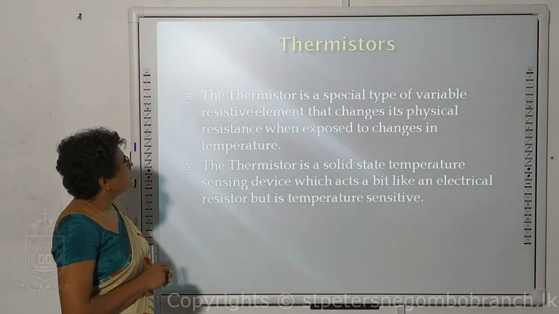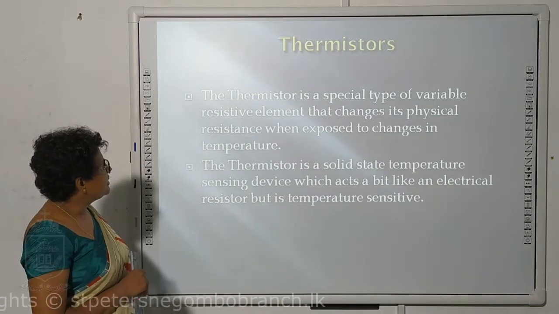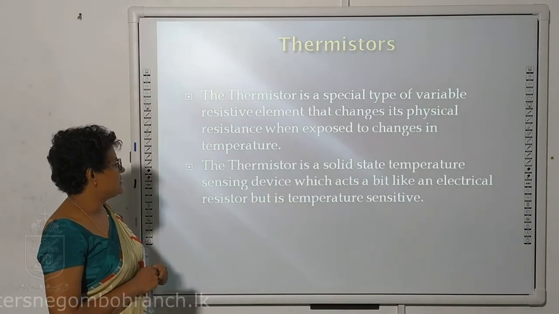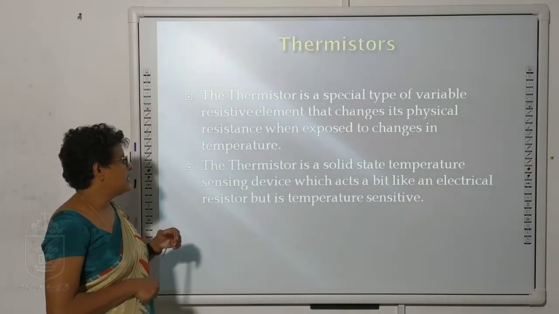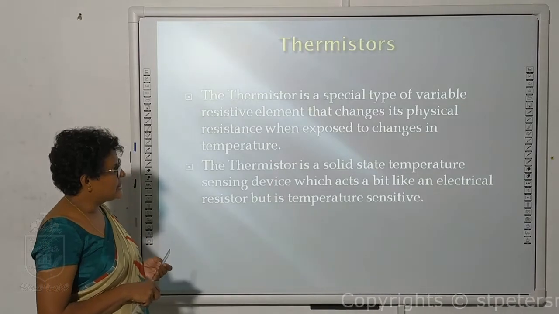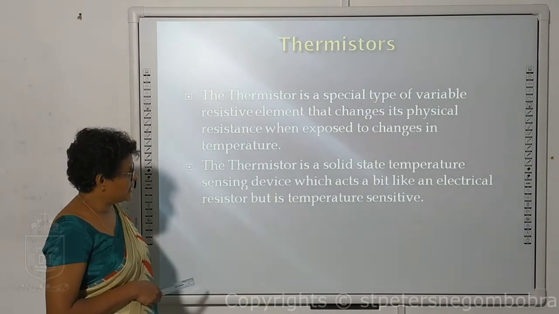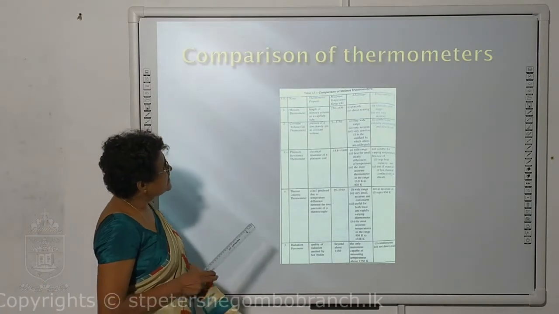Thermistors. The thermistor is a special type of variable resistive element that changes its physical resistance when exposed to changes in temperature. The thermistor is a solid-state temperature sensing device which acts a bit like an electrical resistor but is temperature sensitive.